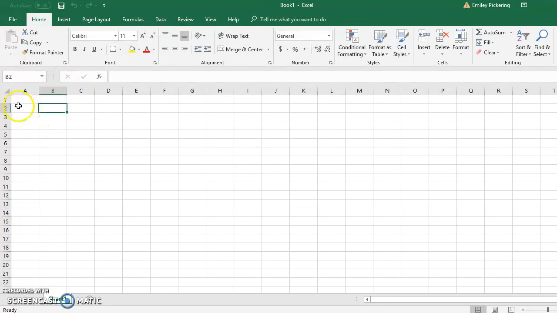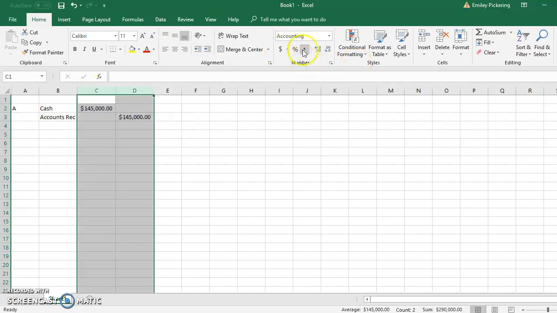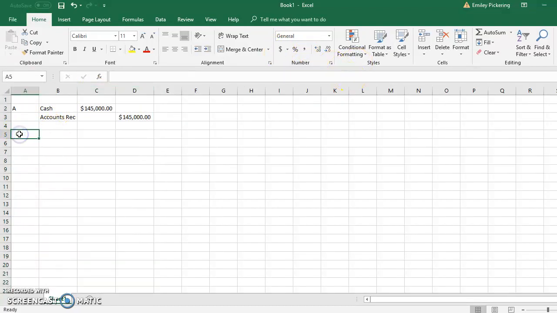So if that's the case, this is A, your cash went up 145,000. That'll be a debit. And then your accounts receivable went down 145,000 because you just collected that. So let me just do this. All right.